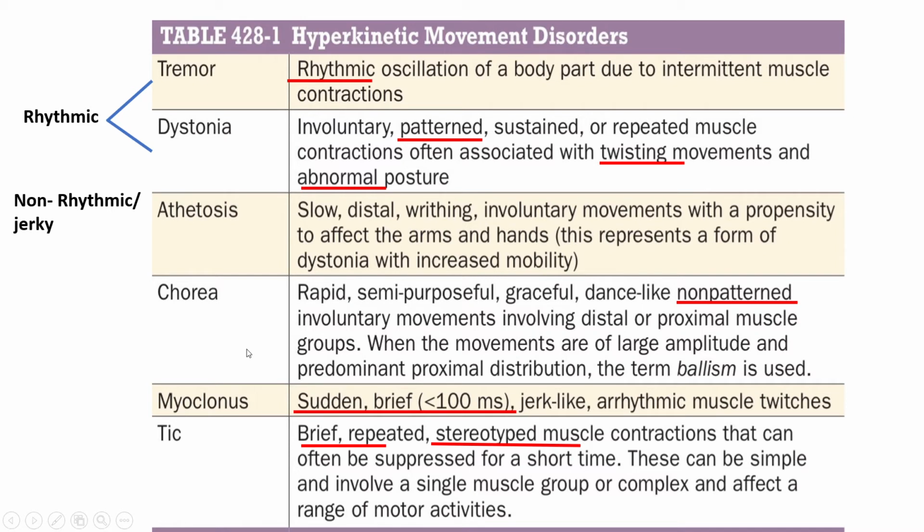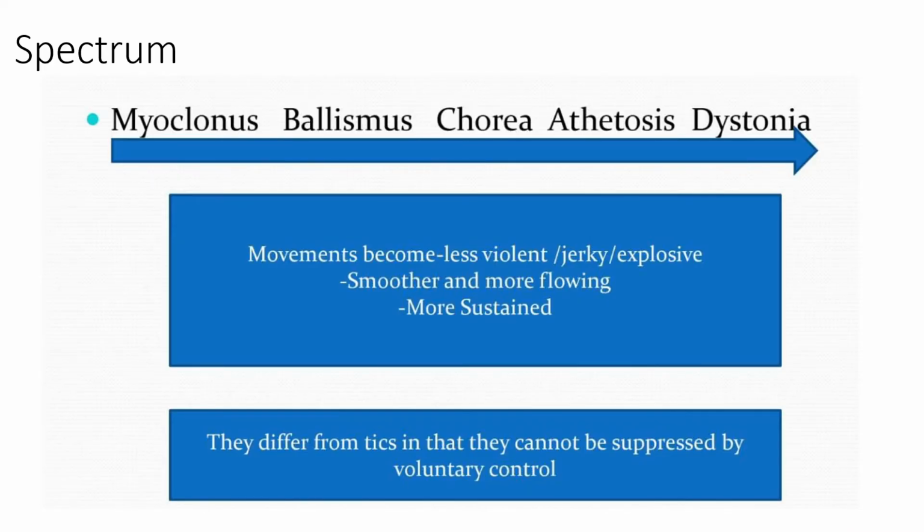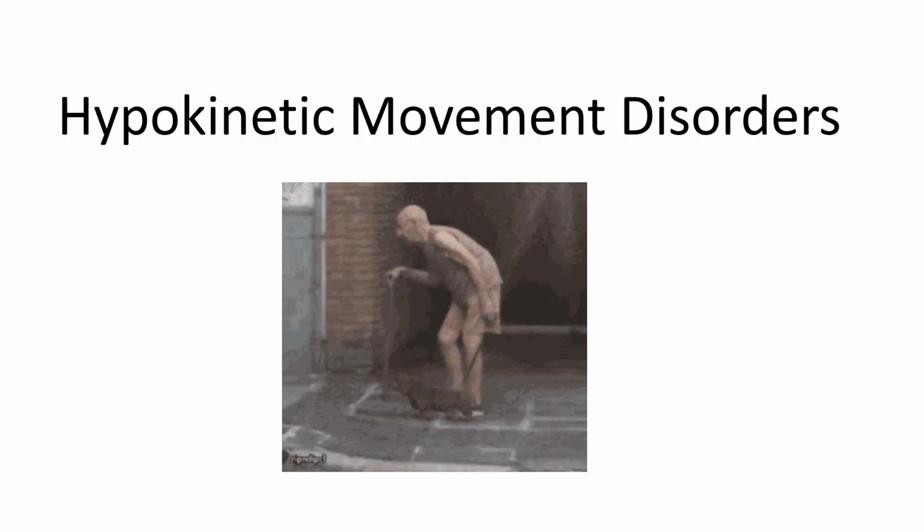Myoclonus is a kind of non-rhythmic hyperkinetic disorder, with sudden, brief, jerk-like muscle twitches. Tics are also a non-rhythmic jerky disorder, which are brief, repeated, stereotyped muscle contractions, and importantly can be suppressed for a short time. Okay, so we can see there is a spectrum associated with these movement disorders, going from myoclonus to ballismus, chorea, athetosis, and lastly dystonia. The movements are becoming less violent, less jerky, less explosive. They're becoming smoother, more flowing, and more sustained. And definitely we can differentiate these from tics in that these cannot be suppressed by voluntary control.